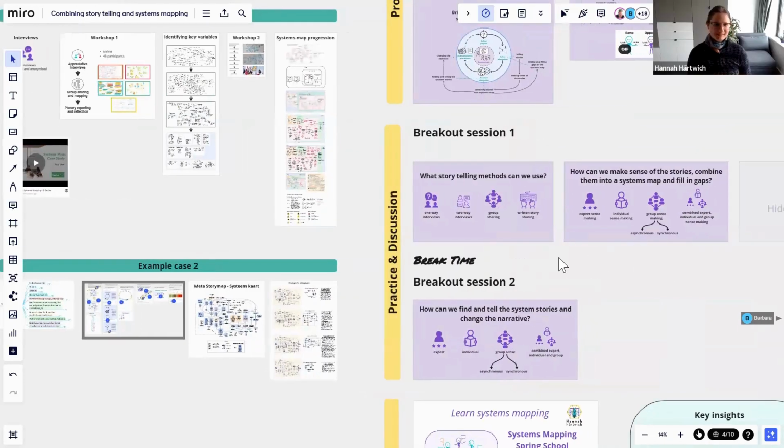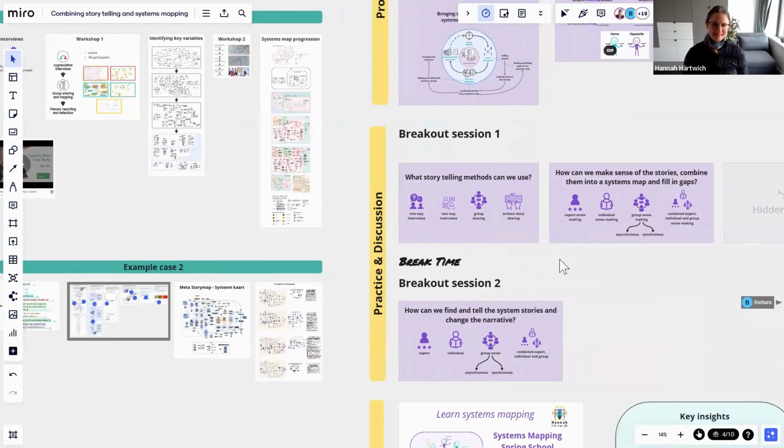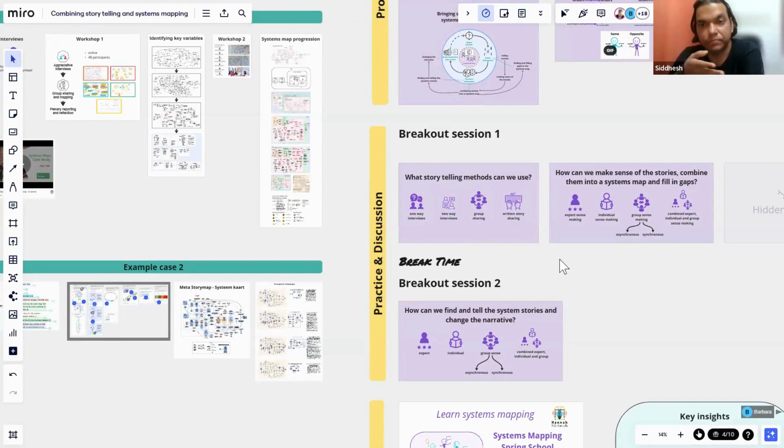Yeah. Then Sidesh? Yeah, so basically, I just wanted to validate my thinking when I think about system stories. What I believe is that when we take stories from people, they are mostly at the event level. So I call them event level stories. I wanted to validate whether what we are doing in this exercise is moving from event level stories to system stories.